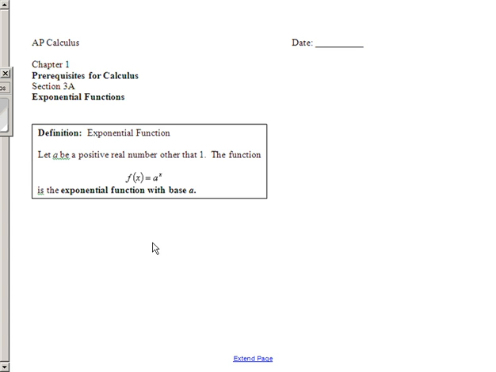First definition that we need to know is the definition of an exponential function. Let a be a positive real number other than 1. The function f of x equals a raised to the x is called an exponential function with base a.